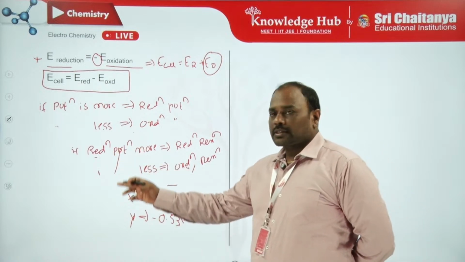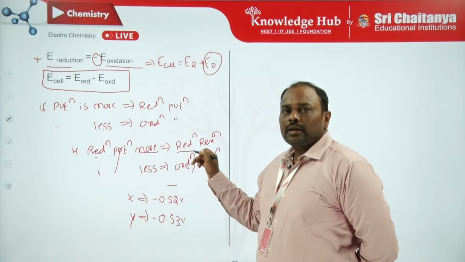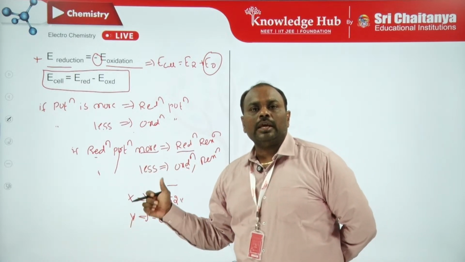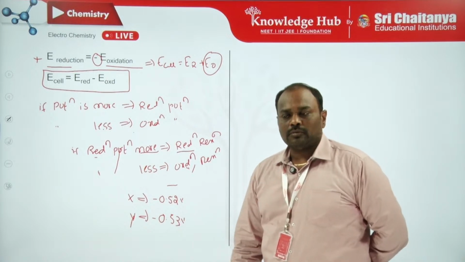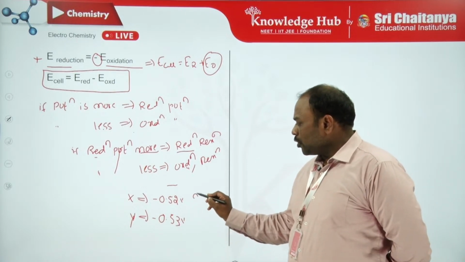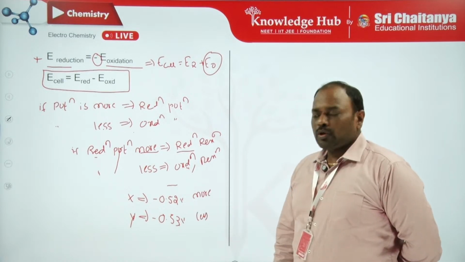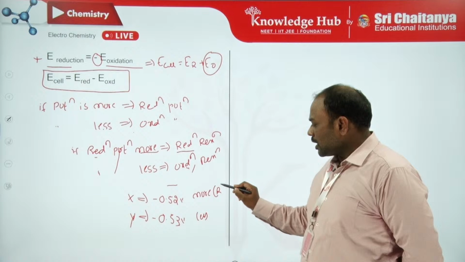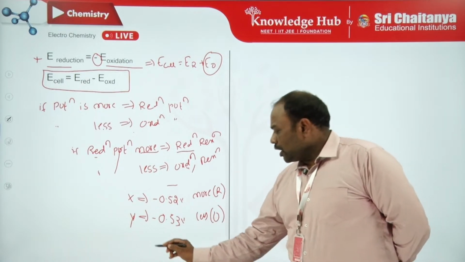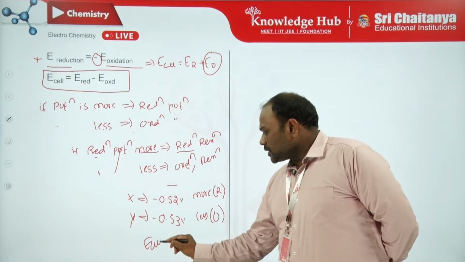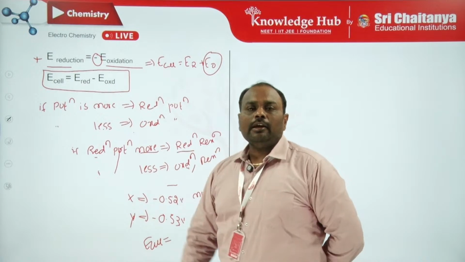That is based on the value. The reduction potential that is more undergoes reduction, and the less undergoes oxidation. Out of these two, this is the more value and this is the less value. More value undergoes reduction, less value undergoes oxidation. Now the electrode potential of the cell is E reduction minus E oxidation.